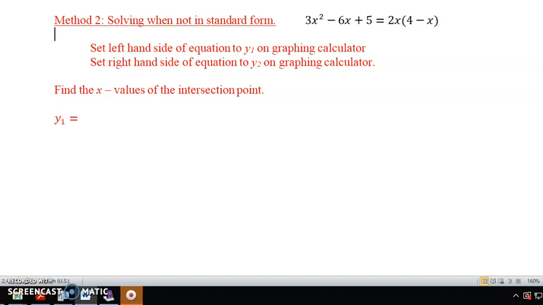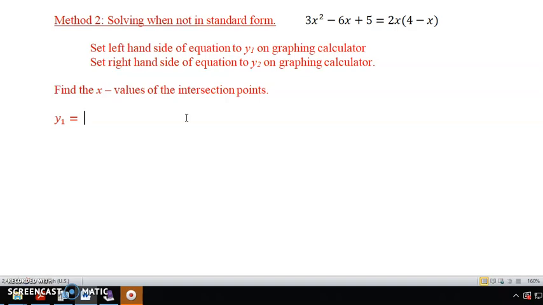So what we're going to do is set the left-hand side of the equation, 3x squared minus 6x plus 5, equal to y1. We're going to set the second side, the right-hand side, equal to y2 on the graphing technology. We're going to graph the two functions, and they're going to intersect in two locations. We know that because of what we received in the last question. The x values we end up with are going to be the same as what we did before, but they're the intersection values, and those are going to be the roots.